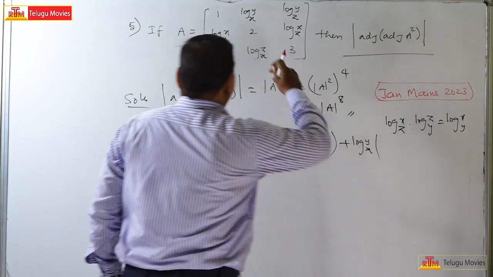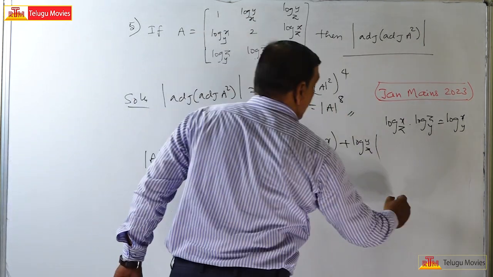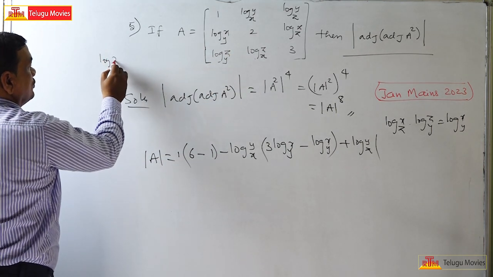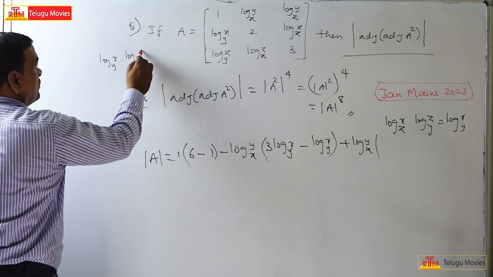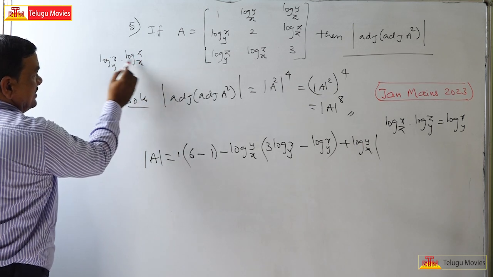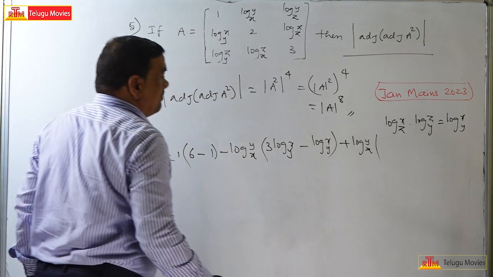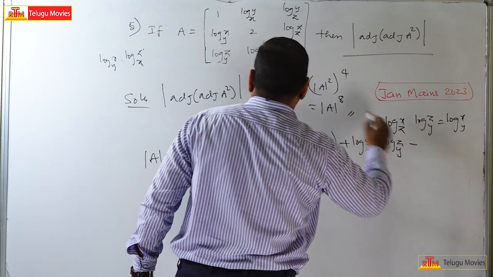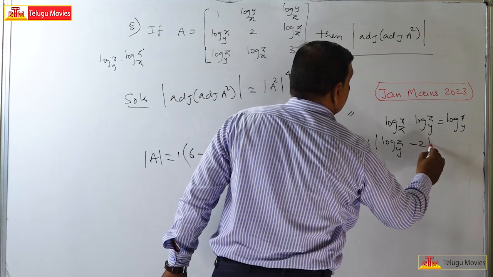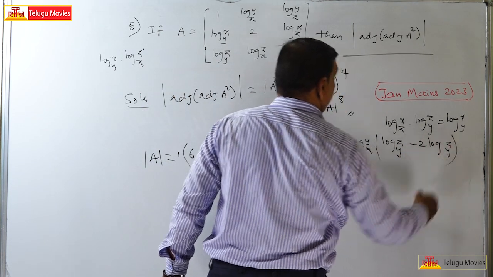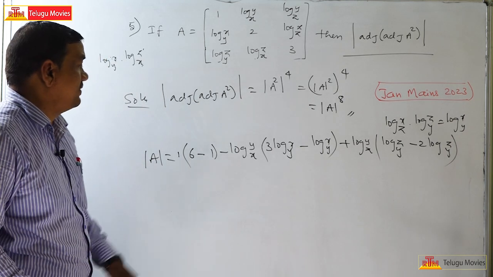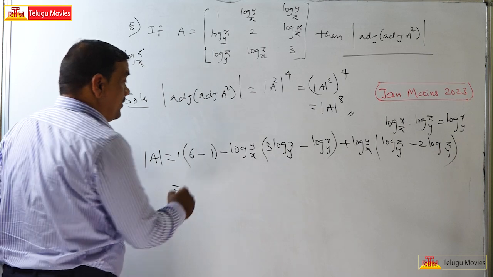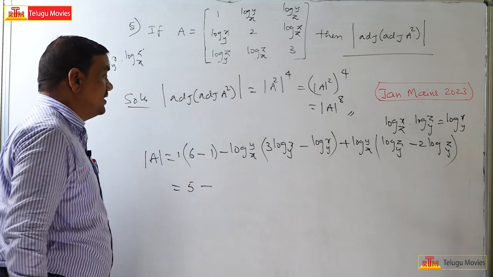So here once again I will write down. This is log x to the base y into log z to the base x. This x will go, log z to the base y. Log z to the base y minus 2 times log z to the base y. So let us calculate this. 6 minus 1, 5, 5 minus, okay.